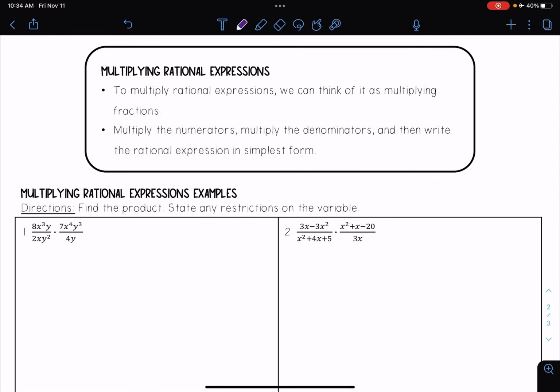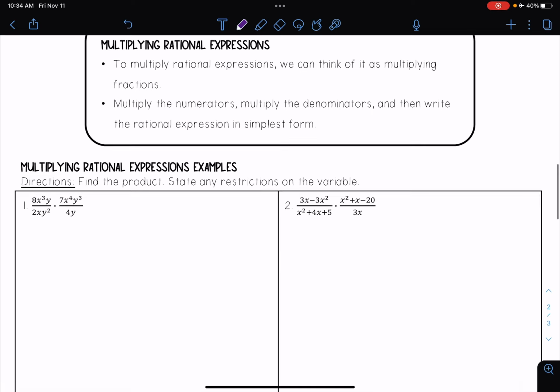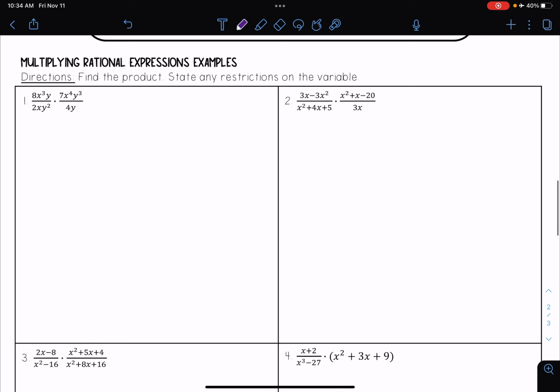In this video, we're going to be looking at multiplying rational expressions. To multiply rational expressions, we can think of it as multiplying fractions. Remember, when we're multiplying fractions, we just multiply across. We multiply the numerators, we multiply the denominators, and then we write it in simplest form. So let's look at some examples.